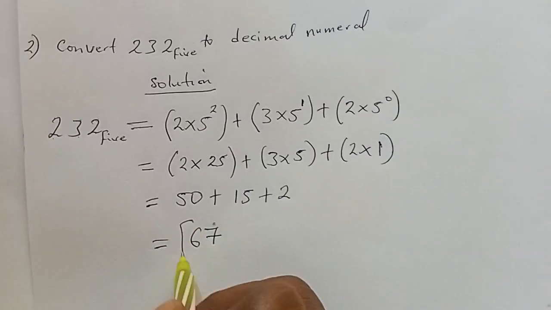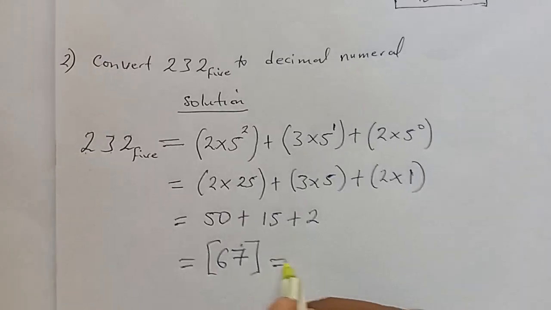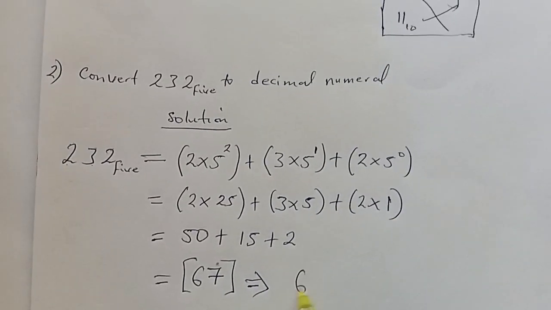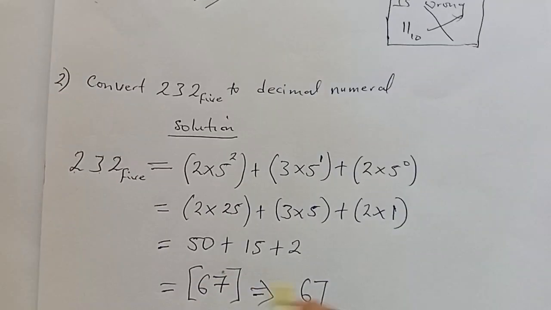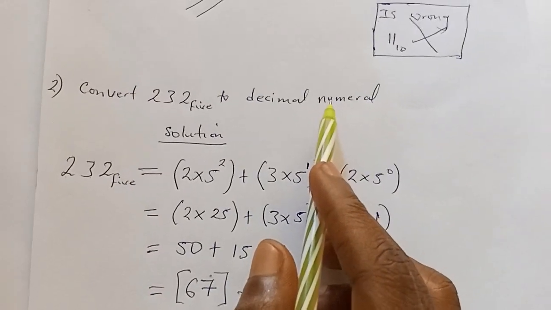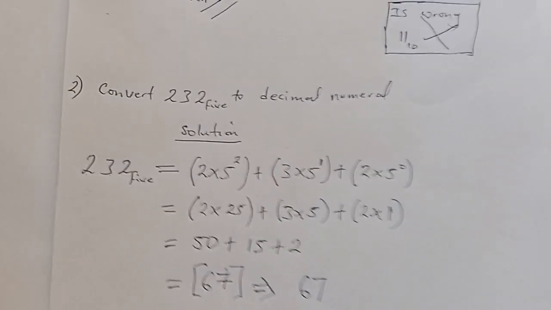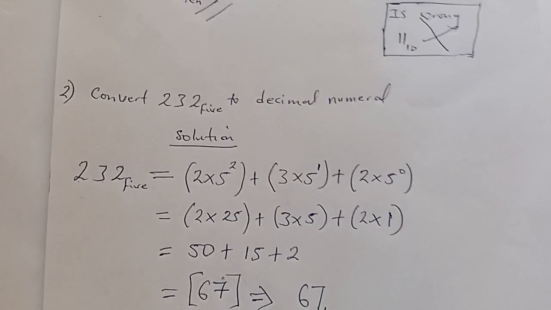So, guys, this is your answer. You can go on and say 67 base 10. You're not going to say 67 decimal numeral. No, just 67 base 10, right?